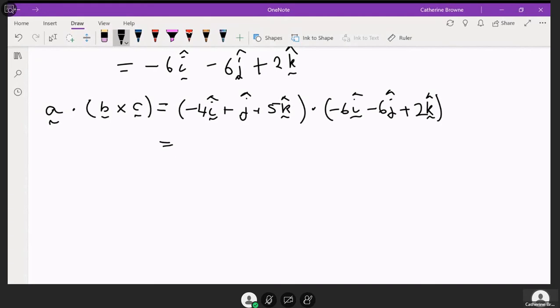So that's minus 4 by minus 6, which is 24. And then plus 1 by minus 6 is minus 6. And then 5 by 2 is plus 10. So that gives us 28.